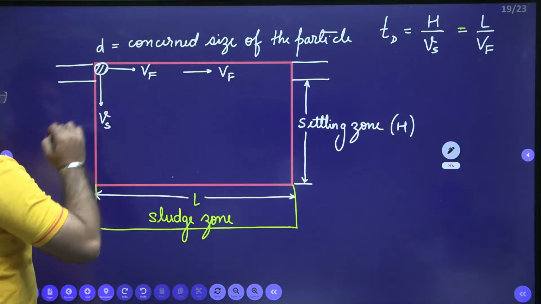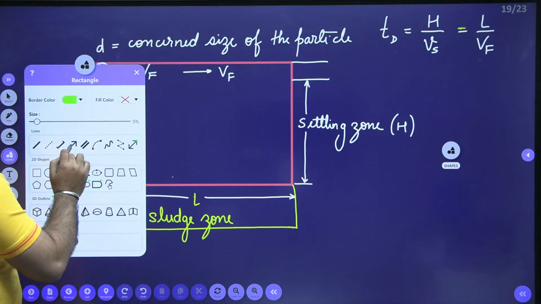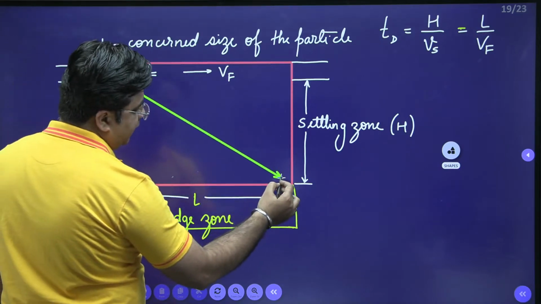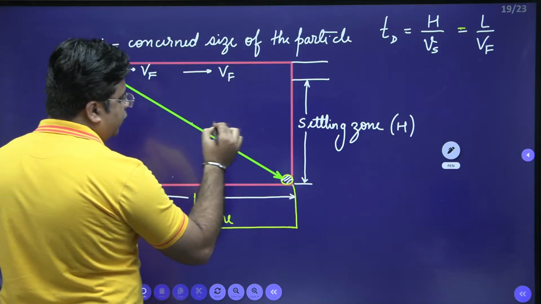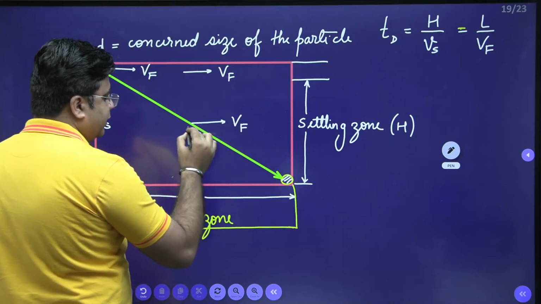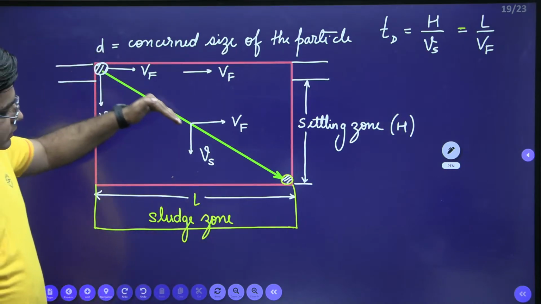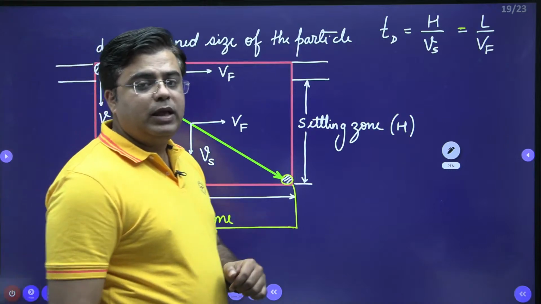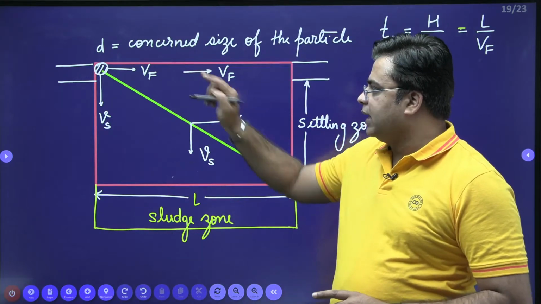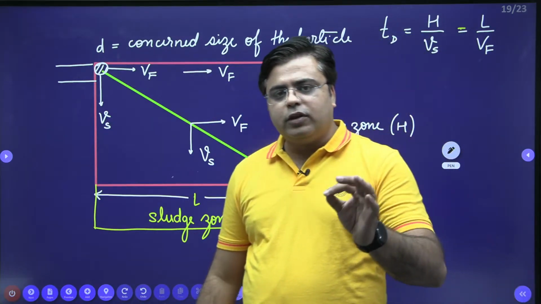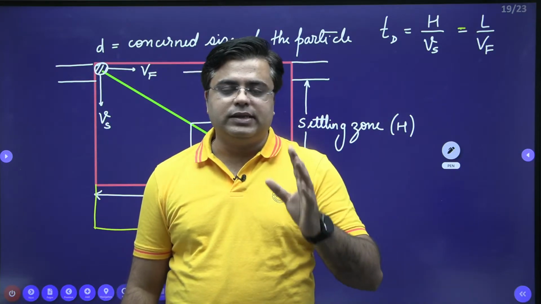If you want to track how this particle will travel, since this particle has two velocities, it will travel like this, right? This particle will move horizontally with velocity Vf and will move downward with velocity Vs. So this particle moves diagonally. This is what we mean by designing the sedimentation tank with respect to the concerned size of the particle. The size of the particle for which the sedimentation tanks are designed is termed the concerned size of the particle.